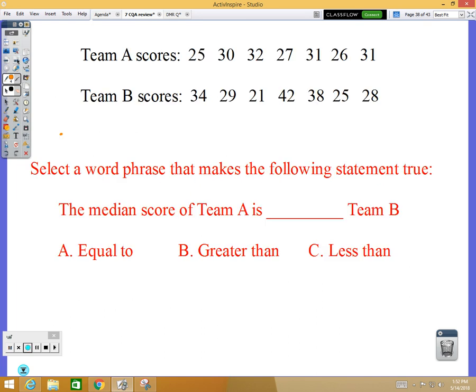So now that we've reviewed that, similar type of wording here, but we have to read carefully. So there's that attention to detail thing. We have to read carefully. The median score of Team A is blank Team B. So again, we have to find the median of Team A. We need to find the median of Team B. So let's do that. Let's order them.